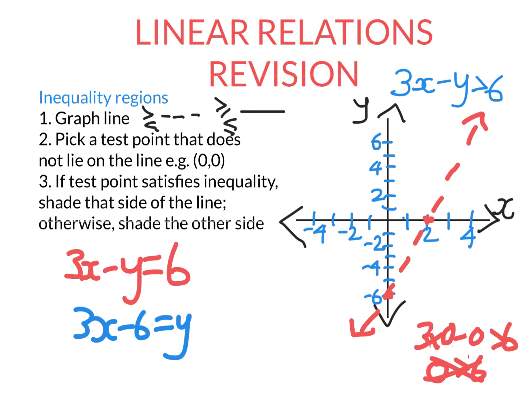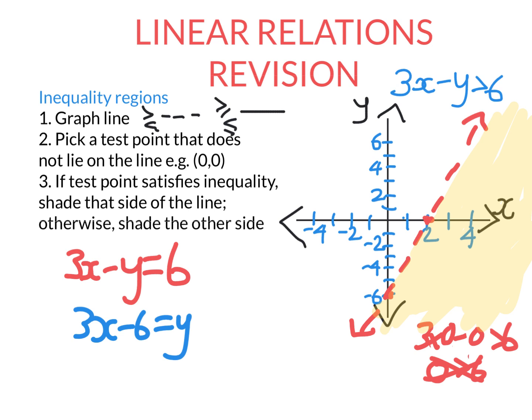So all I'm going to do now is just shade this side here. So what exactly have I found? Well, here I've shaded all the points in the Cartesian plane, there's infinitely many of them, that satisfy this inequality. So any point in the region like 4, 0, if I substitute it in here, I get a true statement. All of these points are such that 3 times the x-coordinate minus the y-coordinate is greater than 6.